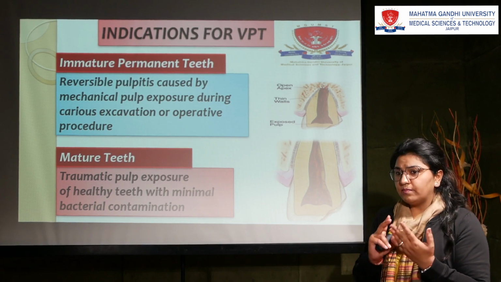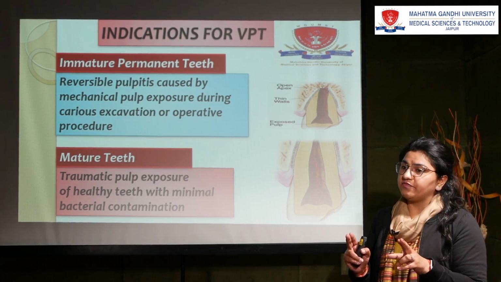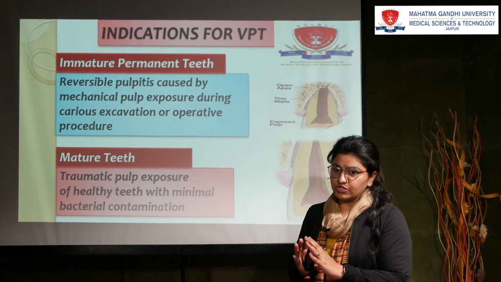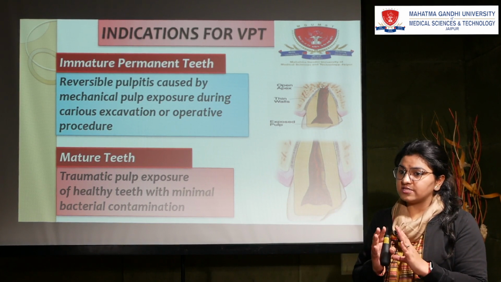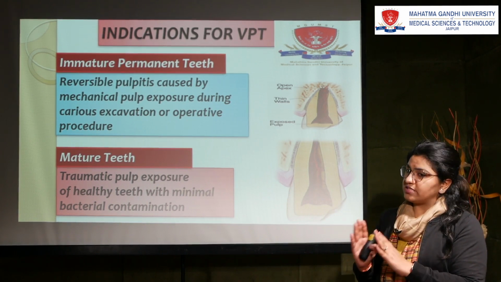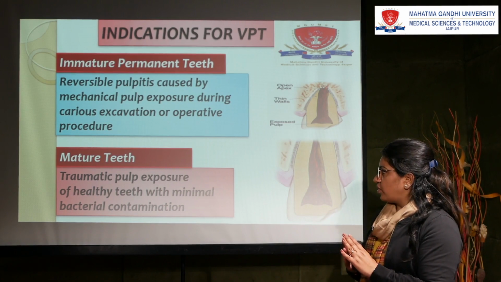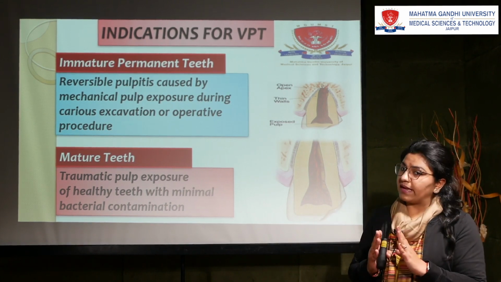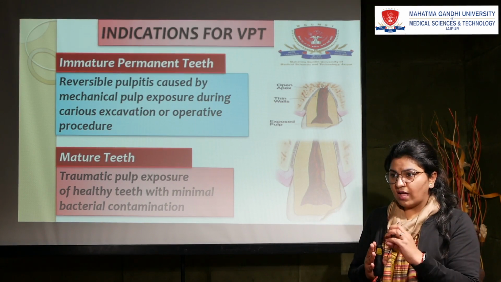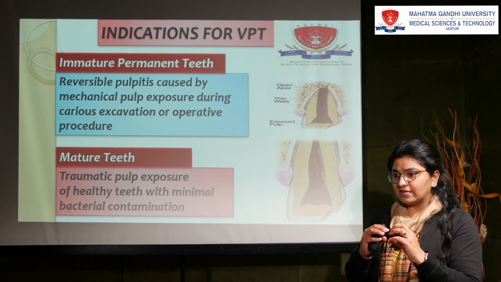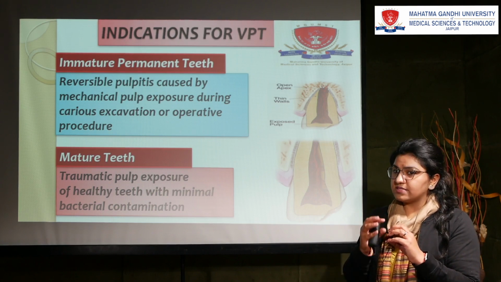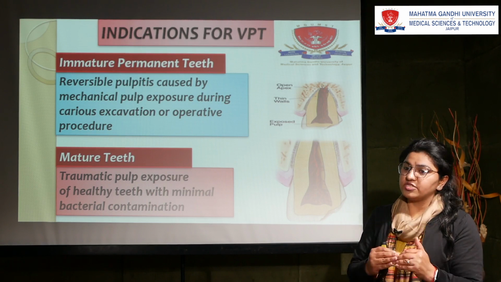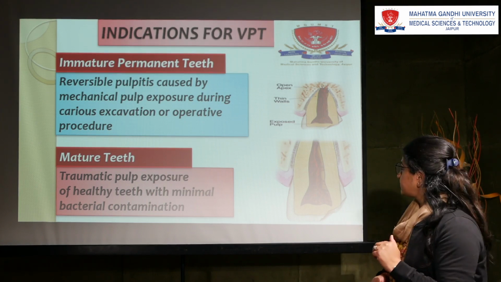The most important thing is that we have to identify the pulp is still in a reversible state, a reversible pulpal injury, or the pulp still has the capacity to heal. Only in those cases we take up these vital procedures. For mature teeth, as an example, the traumatic pulp exposure of a healthy tooth with minimal bacterial contamination. When a trauma occurs and is taken care of immediately, the bacterial contamination is still under control and we can maintain the vitality of that pulp.